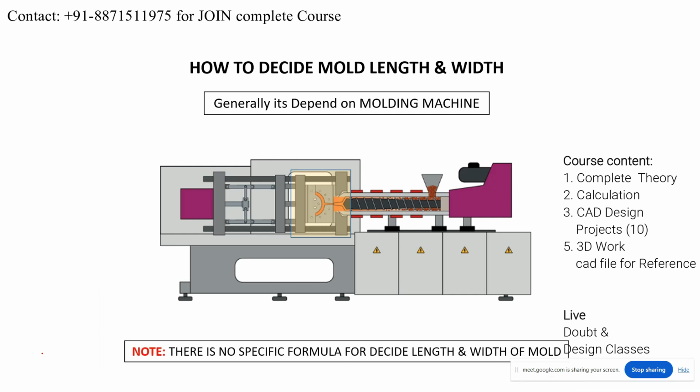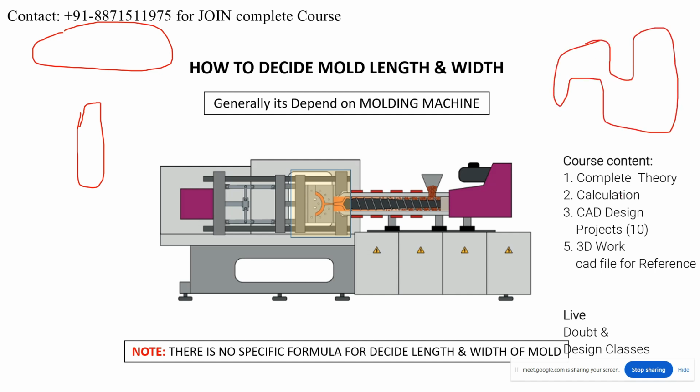So, if I am talking about the length and width, how to decide the length and width, basically it depends upon the component geometry. There is no specific formula to decide the length and width of the mold. Is it clear? Your component can be like this, your component can be like this, or like this, right? So there is no specific formula for deciding the length or width.